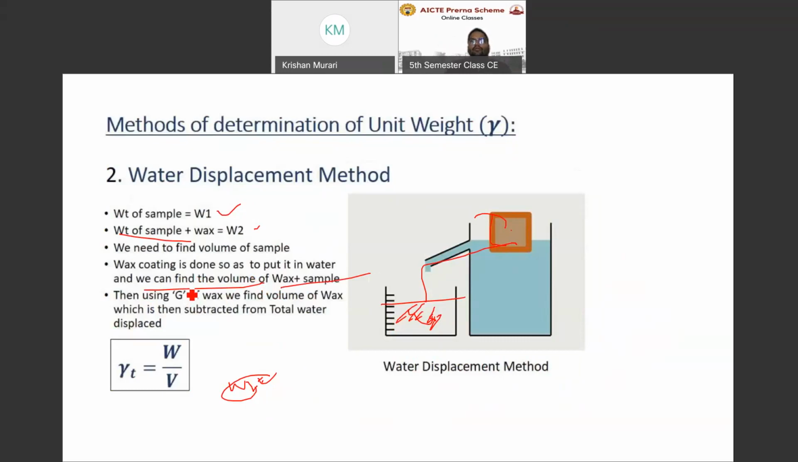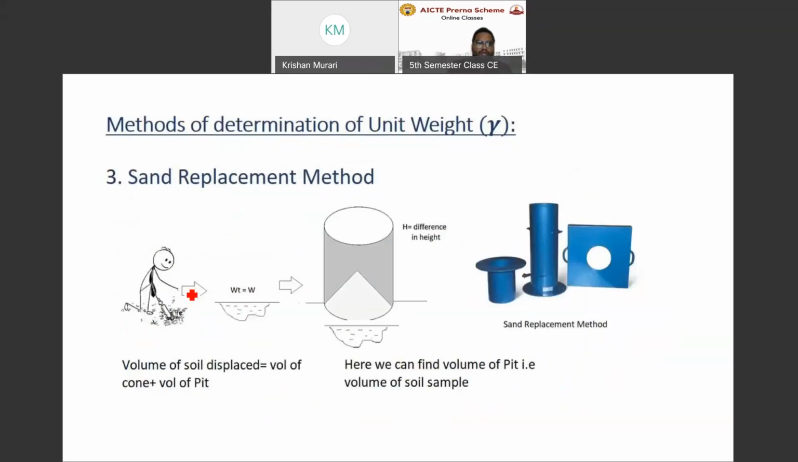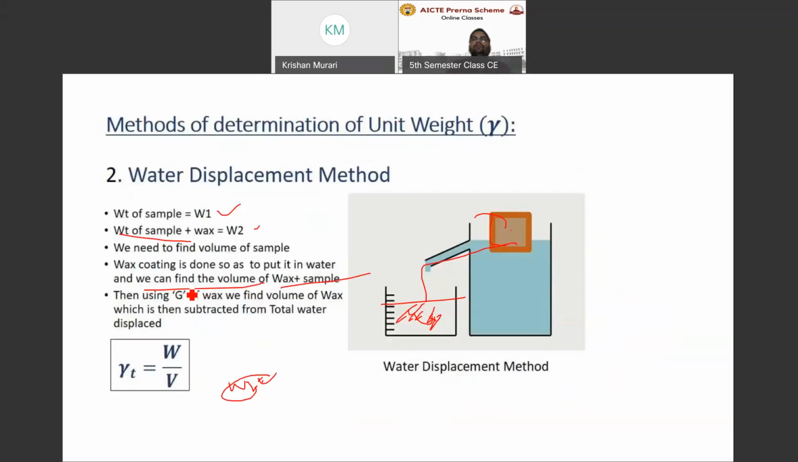If you know the volume of wax and the weight of the sample, you can simply use the formula weight upon volume. If you use wax, then the volume of wax is to be subtracted from the total water space. If you know the wax volume and the wax density, you can easily subtract it from the whole W2 to find the weight of the sample. Then the weight of the sample divided by the volume is the unit weight of the soil.